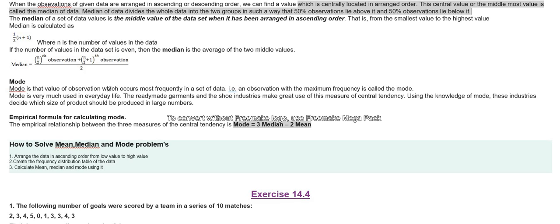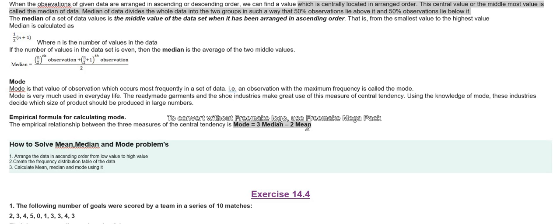Now, one more important formula we have here is the empirical formula for calculating the mode. When we have all three measures, mean, median, and mode, the relationship between them is: mode equals 3 into median minus 2 into mean. This means if any two of these three are known, you can find the third. If median and mean are known, you can find the mode. If mode and median are known, you can find the mean. This is the relationship between these three measures.